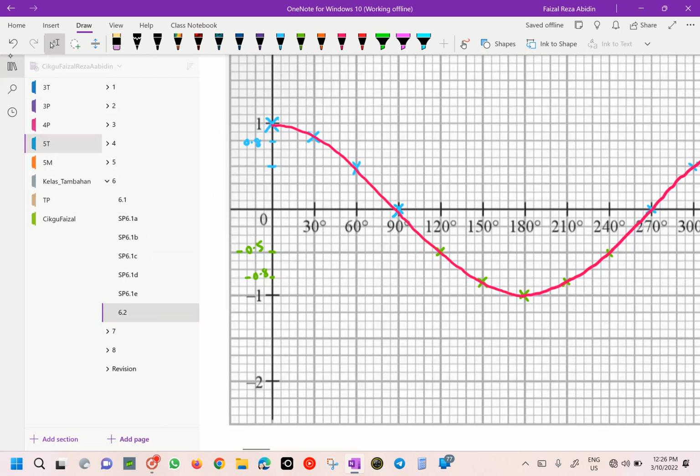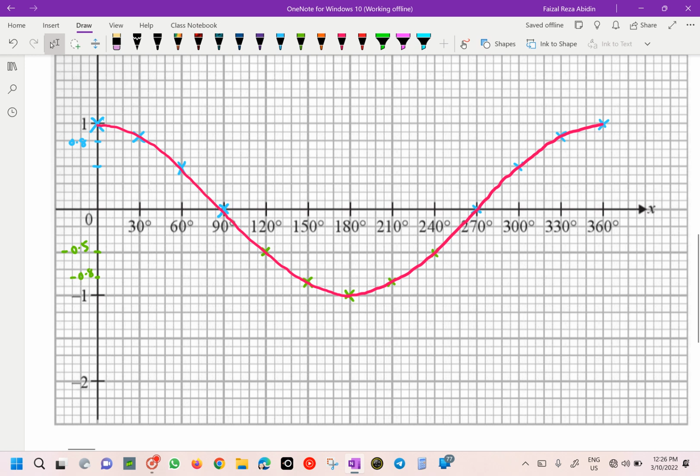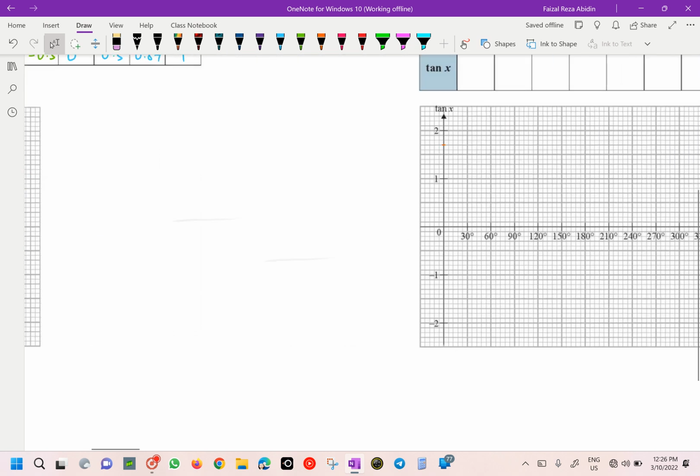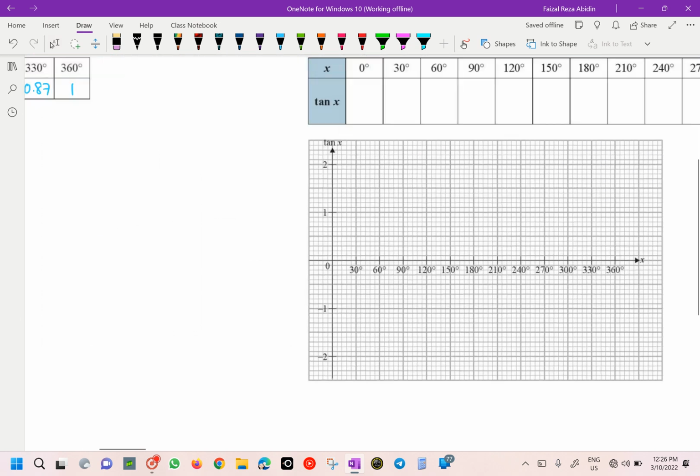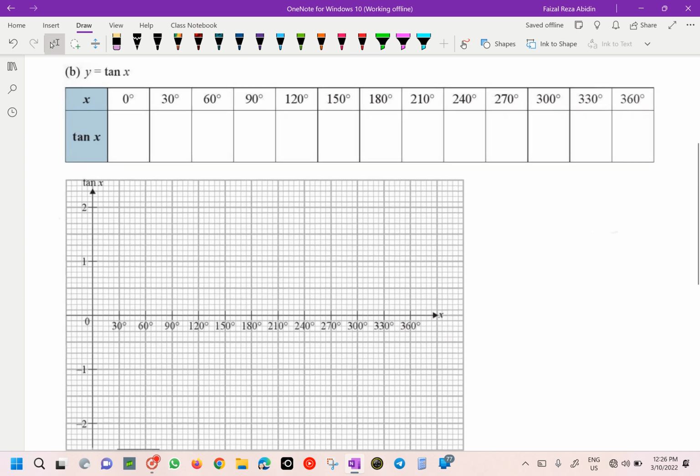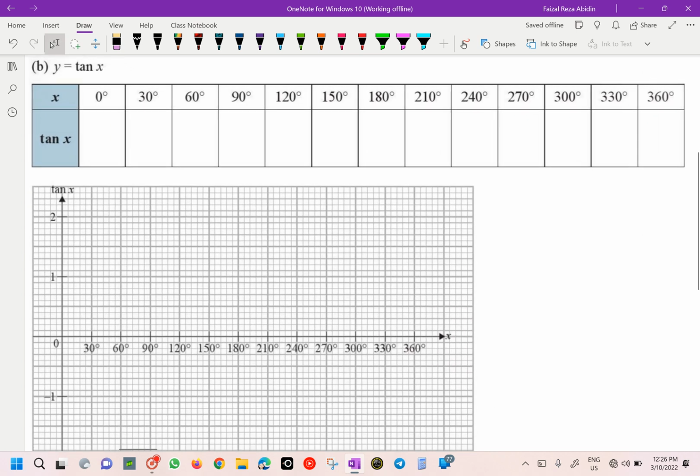Okay, now we are going to look back in our Nilam book. Open to your Nilam book, page 132. We are going to do our tangent graph over here. Okay, by using your calculator, tangent 0 is 0, right? We are going to start with 0, isn't it? Tangent 30, what do you get?